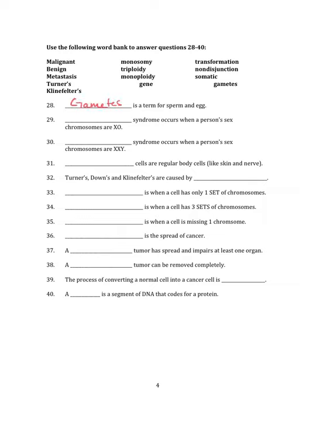Number 28 says gametes is a term for sperm and egg. So remember, sperm cells and egg cells are both sex cells, but they're specific to males and females. So gametes is a more general term. You can have the male gamete, which is sperm, or the female gamete, which is an egg.